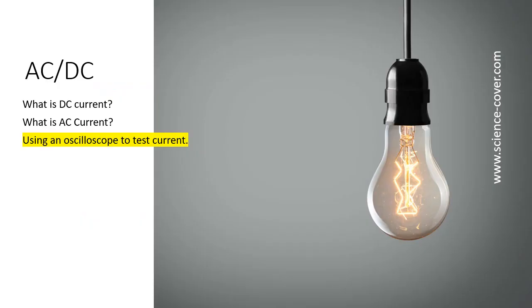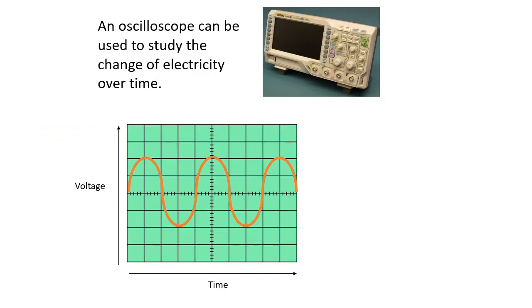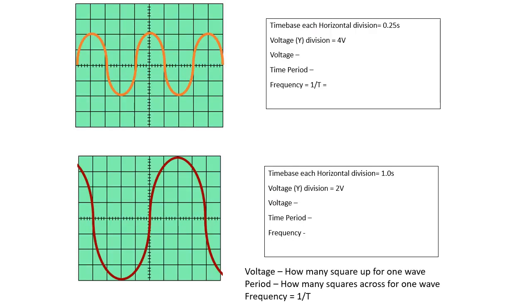Now let's look at how AC current is represented on an oscilloscope screen. The oscilloscope can be used to study the change of electricity over time. Its screen will show us voltage on the y-axis and time on the x-axis. Let's look at some examples of how to read off an oscilloscope. We're given two pieces of information. The time base of each division is 0.25 and the voltage division is 4 volts. This means that every square across represents 0.25 seconds and every square up represents 4 volts.